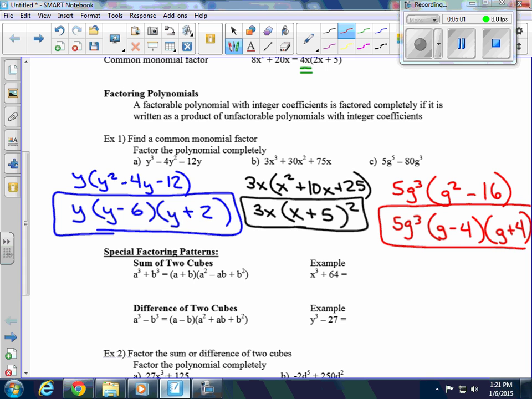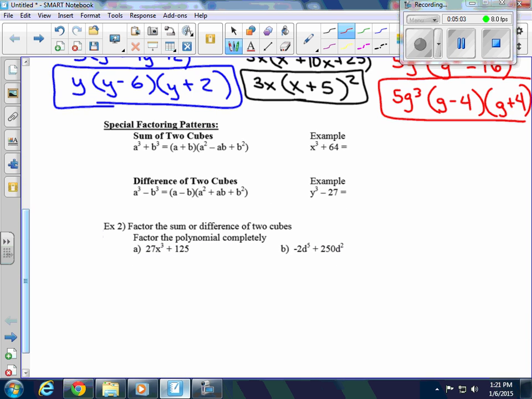So now the next thing we're going to look at is special factor patterns. So we're going to talk about the sum of two cubes and the difference of two cubes. The sum of two cubes says this. If we have a number cubed plus a number cubed.